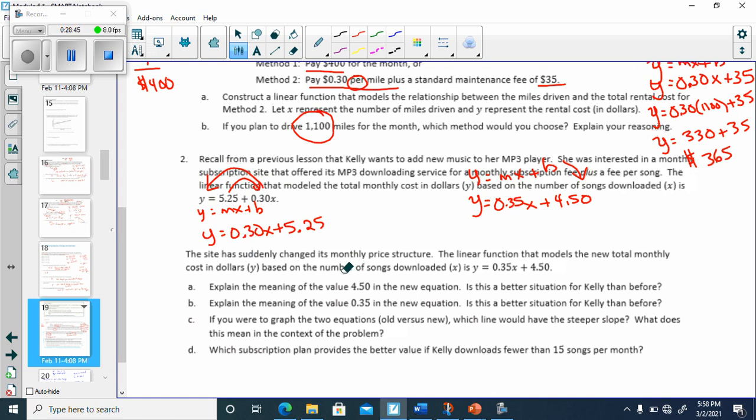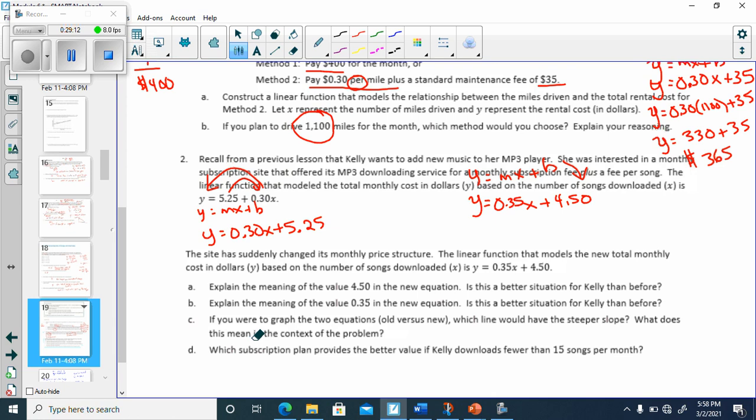All right. Now, 525 is what your initial fee is here. 450 is what your initial fee is here. Okay? This one has a lower initial fee. This one has a higher one. Explain the meaning of the value 35 cents in the new equation. Is this a better situation for Kelly than before? No, this would be worse. This would cost more than the per fee, right?